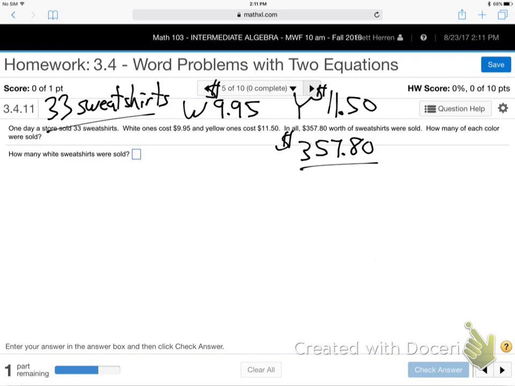Okay. Give that a try. They want to know how many yellow and how many white sweatshirts were sold, just like the one we just did with the graphing and scientific calculators. So you read a money problem, you think, okay, two equations. First equation, no money. Second equation, it's all about money.